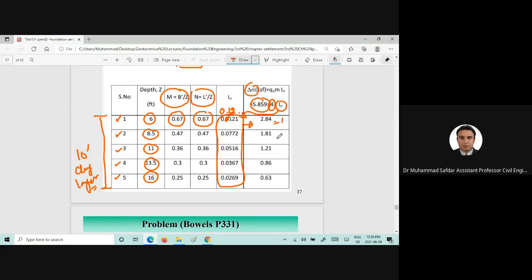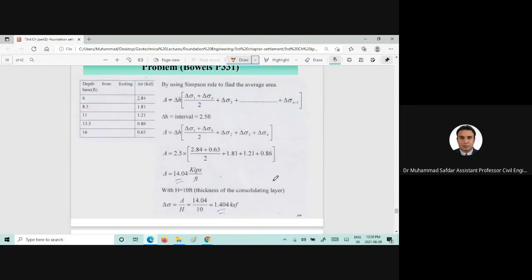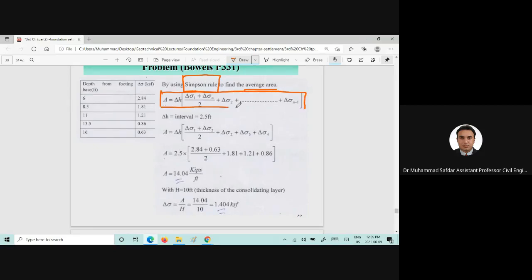So this would be delta sigma 1, delta sigma 2, delta sigma 3, delta sigma 4, delta sigma 5. Now we need to find out the delta sigma average. How are we going to find out the delta sigma average? So you need to use the Simpson rule to find the average area. And please kindly note down this equation, how you can find out the area to find out the average area, and then you can calculate the delta sigma.